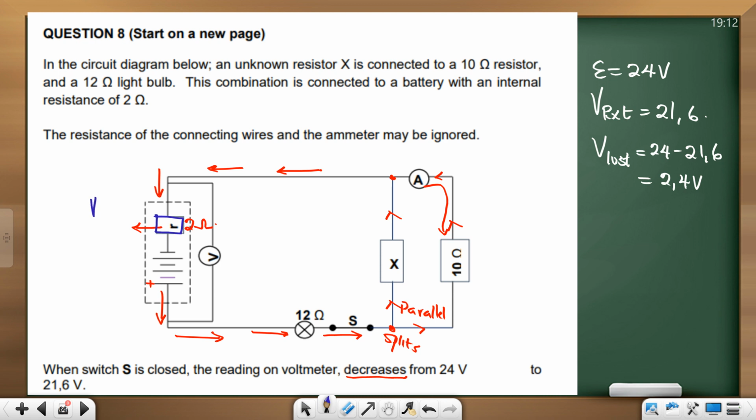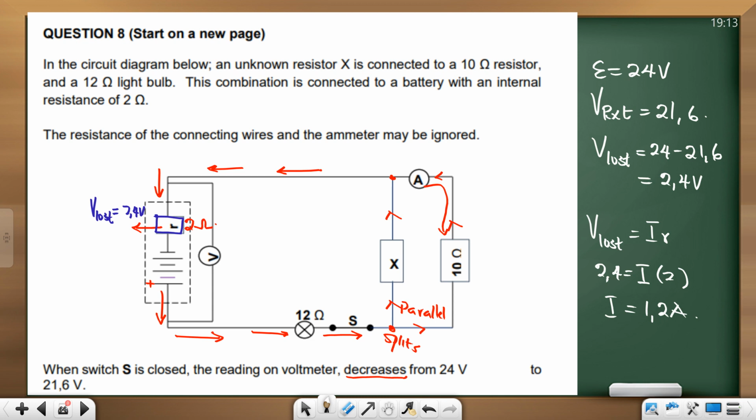What do I know now? I know my V lost. What's my V lost? 2,4 volts. Do you know that we can find current now? What's the formula? V equals to what? I multiplied by small r. Do I know my V lost? 2,4. Do I know I? No. Do I know my internal resistance? What is it? 2. What do we do? We divide. What's our answer? 1,2 amp. That's the total current. I have not even gone to the question.